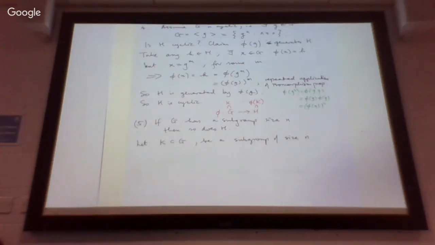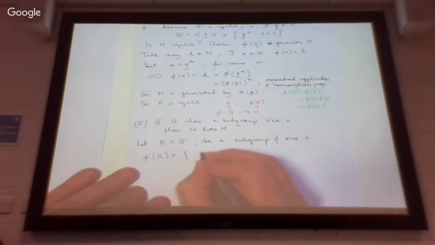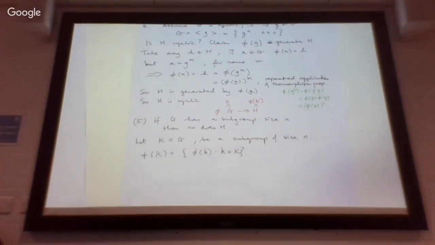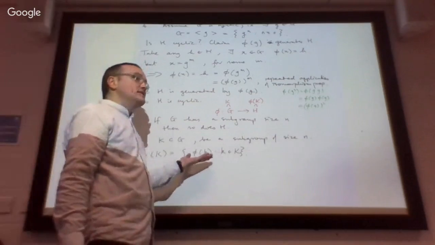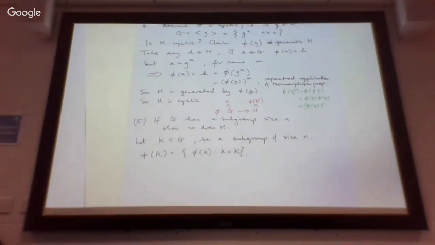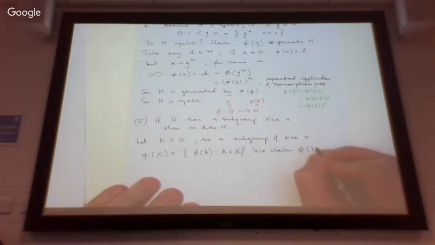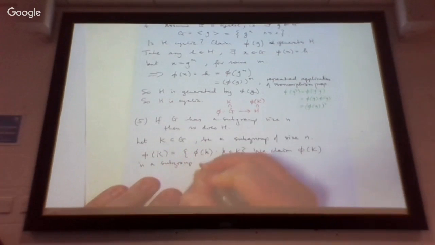What is phi of K? Phi applied to a subset just means the set of every phi of little k, where little k is an element of large K. It's just the image of that subset. You push that across into the other set. This is the obvious thing. So the claim is this is a subgroup. The claim: phi of capital K is a subgroup of H of size n.